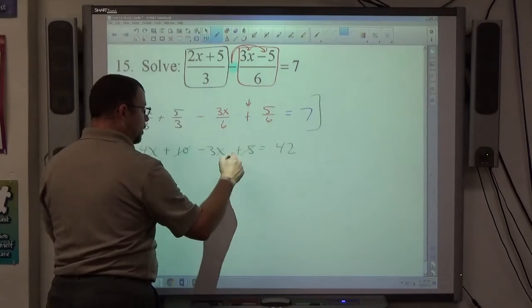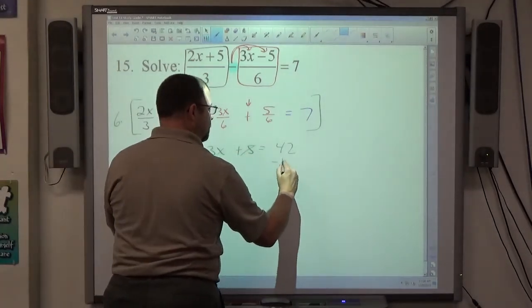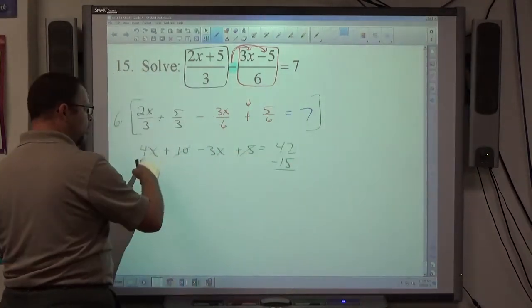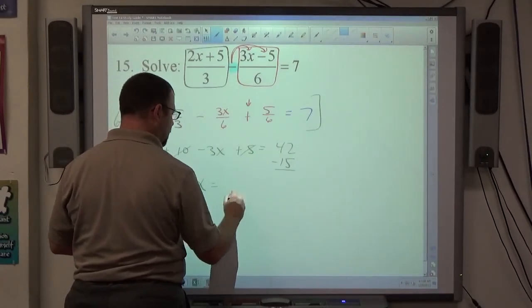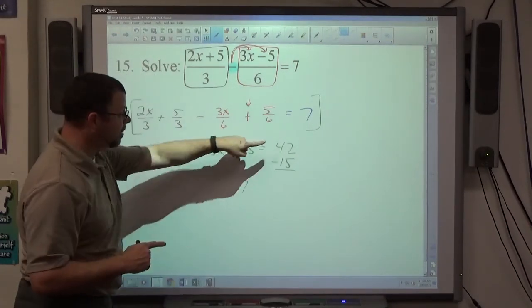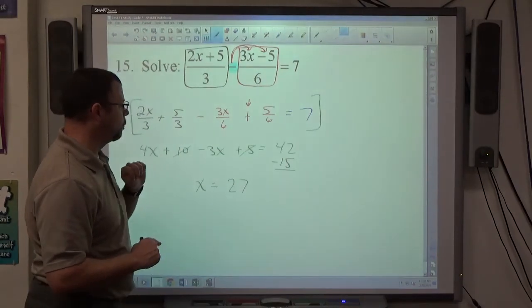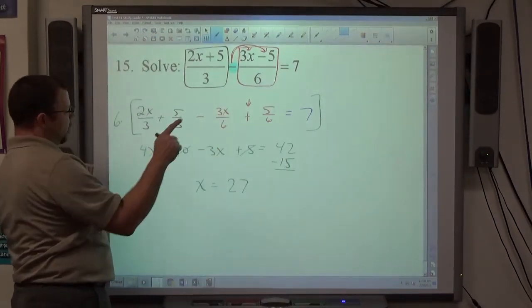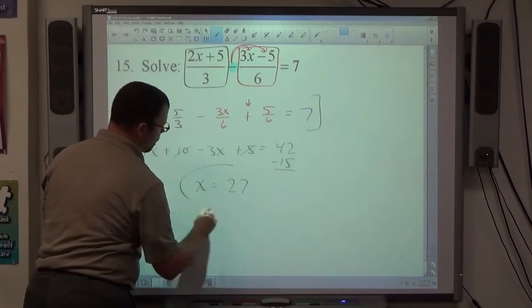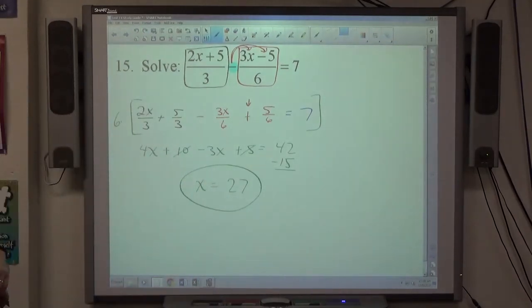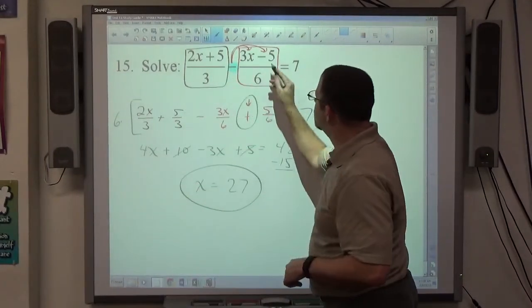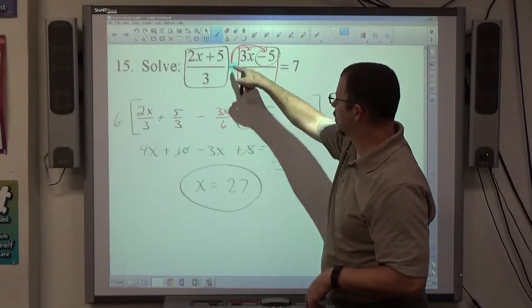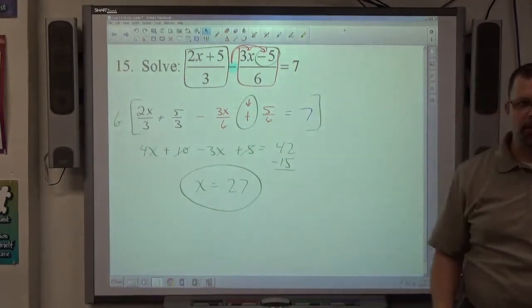10 and 5 make a total of positive 15, which will move to the other side. 4x - 3x is equal to x. 42 - 15 is equal to 27. Subtraction because the signs are different, positive because 42 is bigger. Subtraction because the signs are different, positive because 4 is bigger. No division necessary, since x equals 27, so that's the answer right there. Be careful. That sign changes because of that minus sign. There will be a minus sign on the test in that same place.